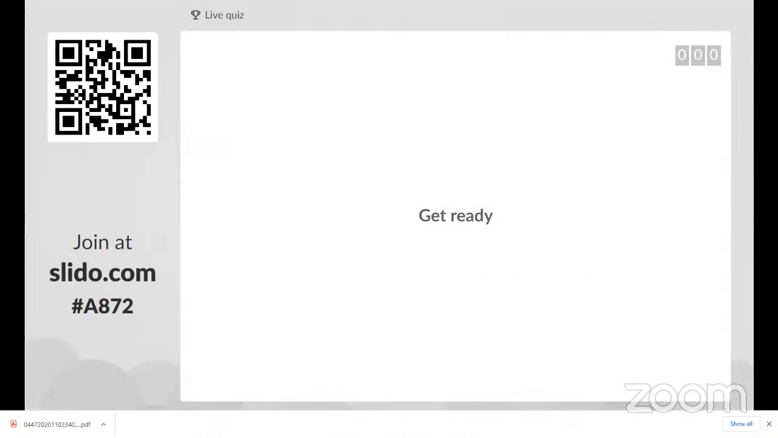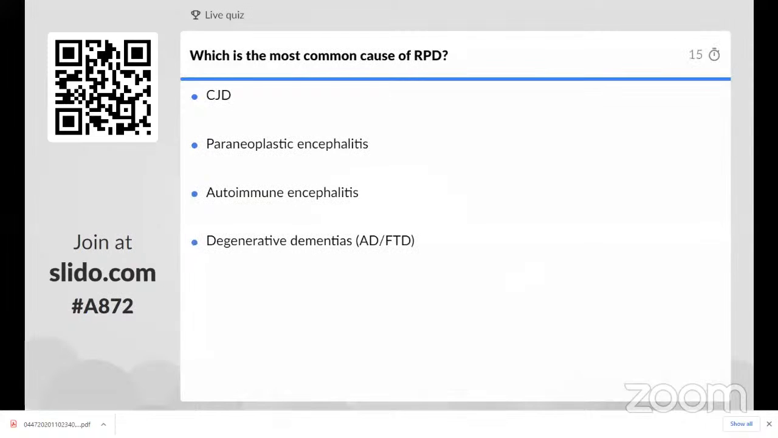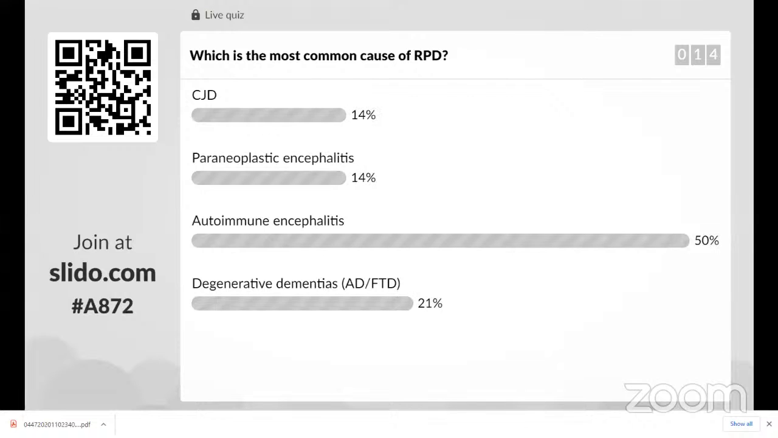Last question about something related to CJD. CJD we know is a disease which is part of the group of what is known as rapidly progressive dementia. So this is a question about rapidly progressive dementia. Which is the most common cause of rapidly progressive dementia? Is it CJD? Is it paraneoplastic? Is it autoimmune? Or is it degenerative dementias? Please vote. Most people say it is autoimmune encephalitis, while there is equal division amongst the rest of the three. But the correct answer here is actually degenerative dementias.